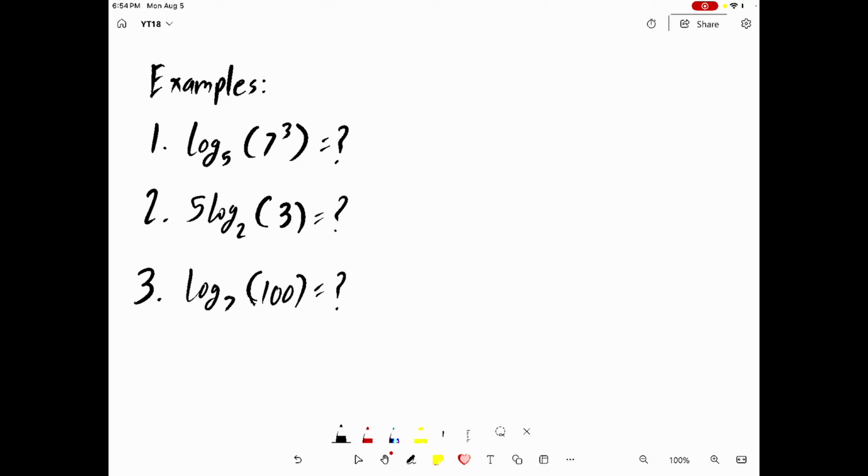For our first example, we have the logarithm base 5 of 7 cubed. I want you to simplify this, and I'm going to show you how to do it. Now, 7 cubed is kind of complicated. So what we can do is use the logarithm formula that states that the logarithm base a of b to the power of n is equal to n, which is 3, times the logarithm base 5 of 7.